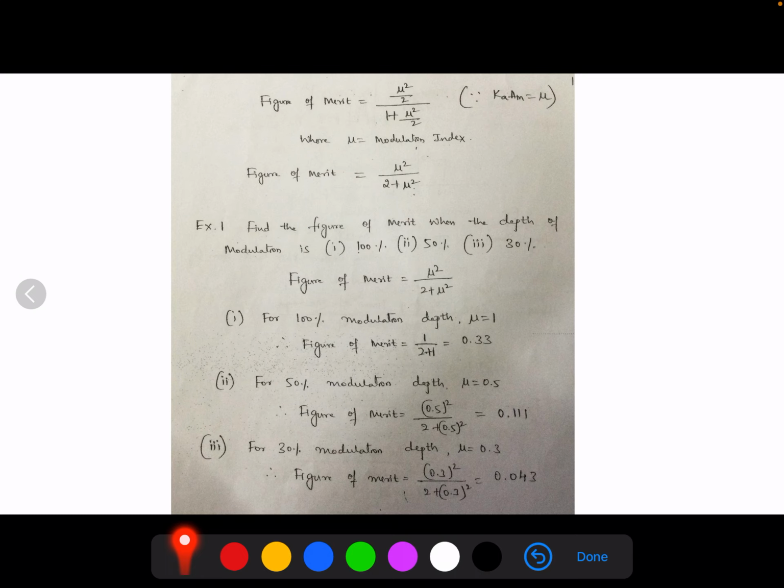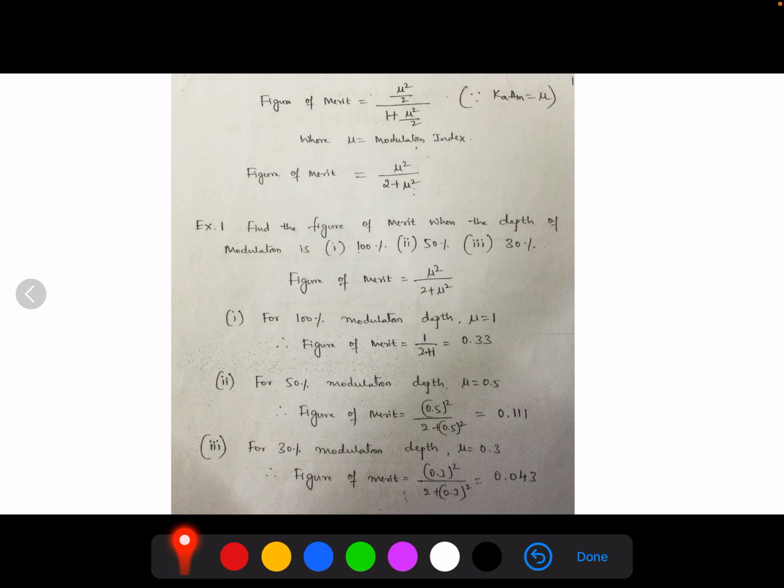The figure of merit of a DSB-SC receiver, or you can also take an SSB receiver which uses coherent detection, is always unity. In the syllabus we have only the DSB-SC receiver, the SSB receiver is not there. So we have observed that the figure of merit is unity. The corresponding figure of merit of an AM receiver using envelope detection will always be less than unity. In other words, the noise performance of an AM receiver is always inferior to that of a DSB-SC receiver.